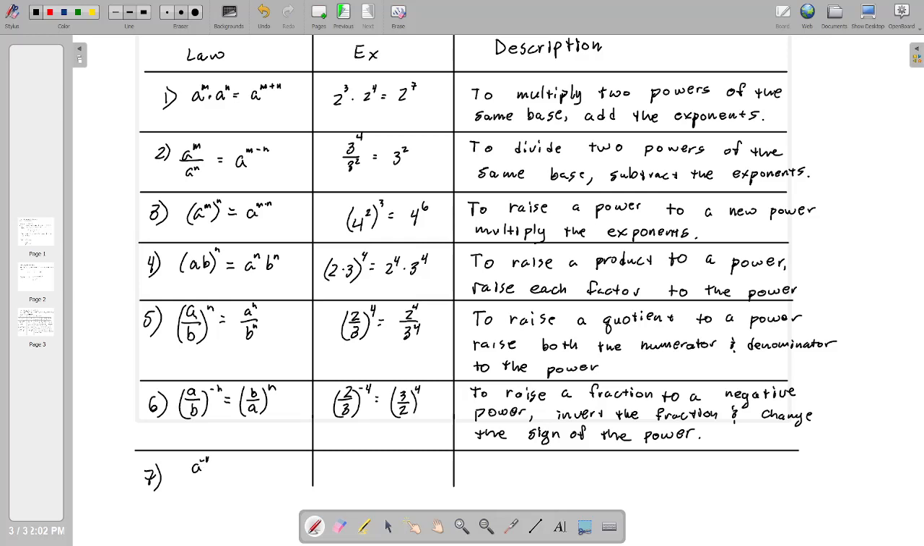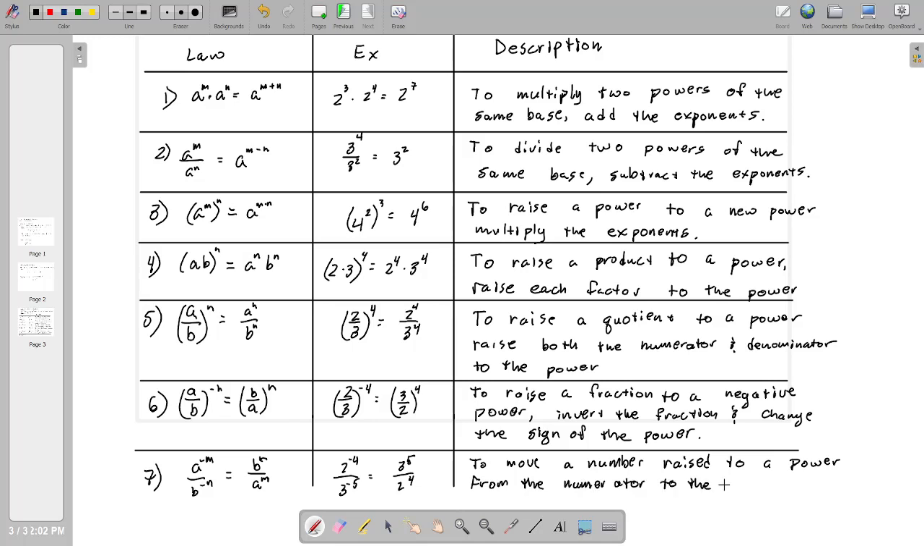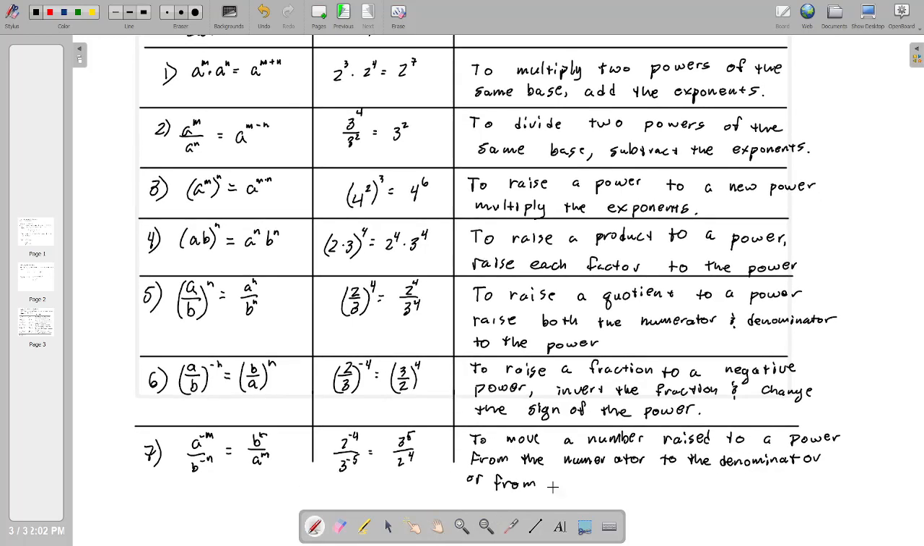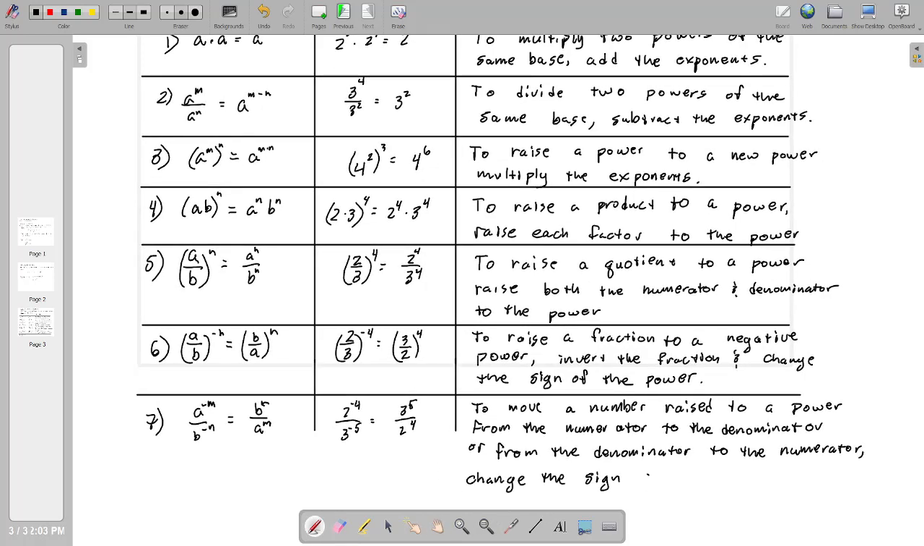A to the negative m over b to the negative n is equal to b to the n divided by a to the m. 2 to the negative 4th over 3 to the negative 5th is equal to 3 to the 5th over 2 to the 4th. Move a number raised to a power from the numerator to the denominator, or from the denominator to the numerator, change the sign of the power.